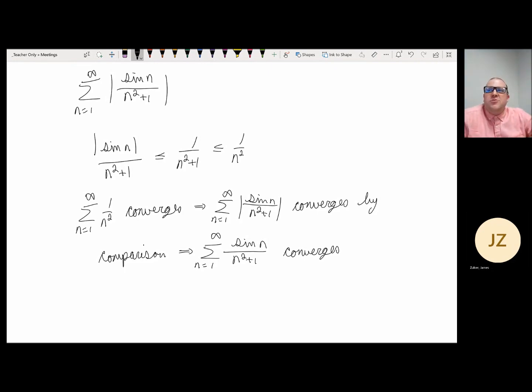This gives us a way now to look at certain series that involve sines and cosines. Are there any questions?